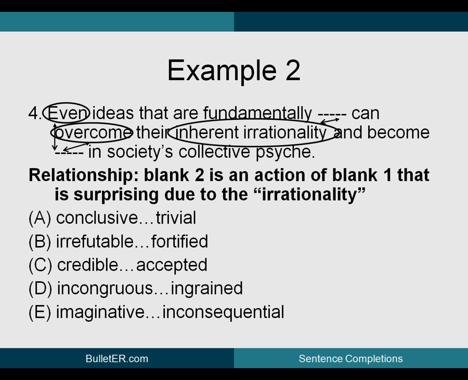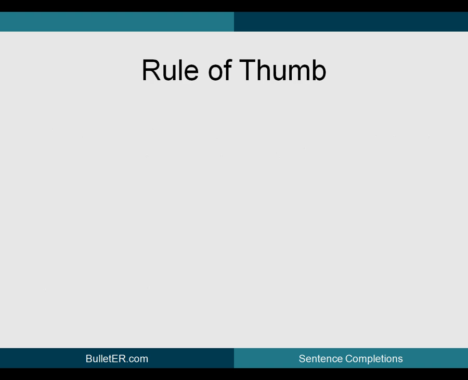Now we can start eliminating choices. First, we'll take out ones that don't fit this relationship. Choice A, an idea being trivial, would not be surprising given that it's conclusive. Similarly, in E, an inconsequential or unimportant idea would not be surprising given that it's imaginative. Then we can eliminate choices based on the given clues. The word irrefutable in choice B contradicts the irrationality clue, as does the word credible in choice C. We're left with choice D, incongruous and ingrained, as our final answer.